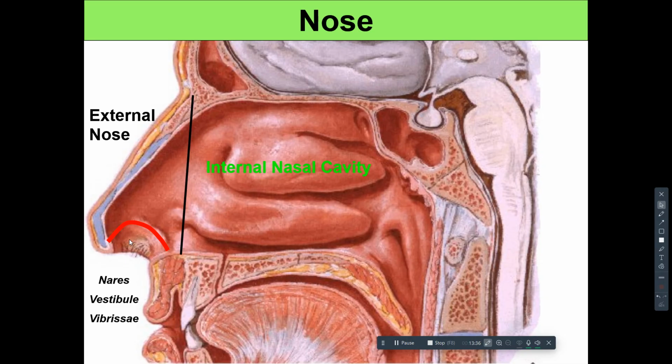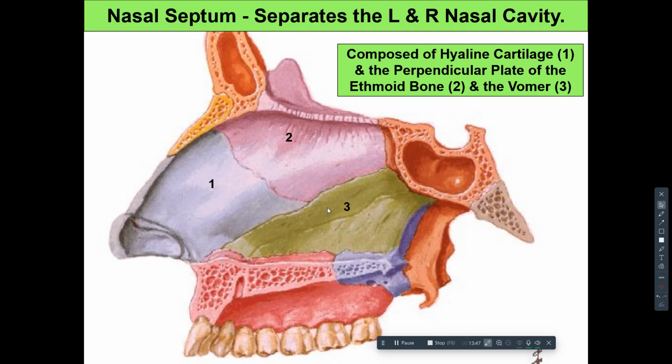Vibrissae, nose hairs. And then if we keep going in, we got the internal nasal cavity. And this is where we're going to do a lot of the important nose functions. So first of all, though, we got to realize our nasal cavity is separated into left and right halves, separated by a nasal septum. The anterior part of the nasal septum is made of hyaline cartilage. Nice to have cartilage in the front because cartilage is more flexible and squishable than bone.